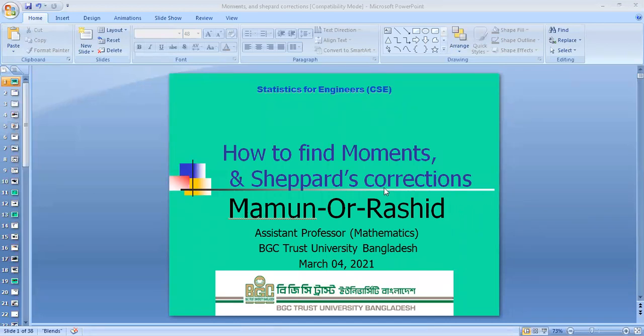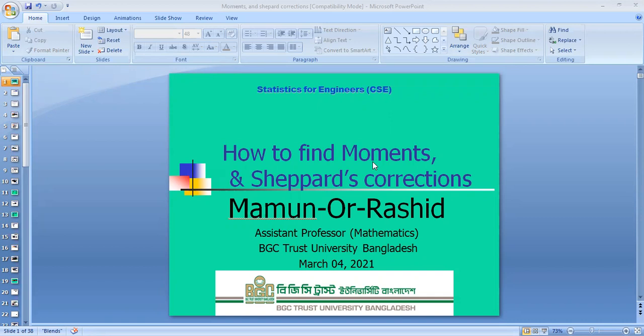Okay, today we'll try to understand how to find the moments and Sheppard's correction from discrete data and continuous data. Actually, there are two types of moments: raw moments and corrected moments. First of all, you have to find out the raw moments. Then, using the relationship between raw moments and corrected moments, we will find the corrected moments. Then, using the corrected moments, you can find out kurtosis.